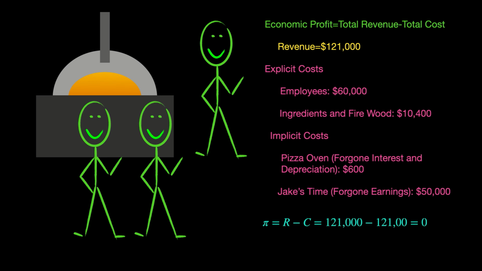For instance, what would it mean if Jake had negative economic profit? It would mean that his next best alternative is better than what he is currently doing. If firms in the pizza business have negative economic profit, we would expect to see firms exit in the long run. What would it mean if Jake was earning positive economic profit? Positive economic profit would imply that he's doing better than his next best alternative. If firms in the pizza business are earning positive economic profit, we would expect to see firms enter the pizza industry in the long run.